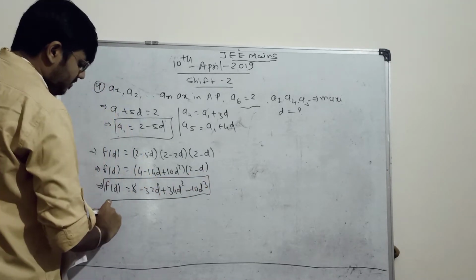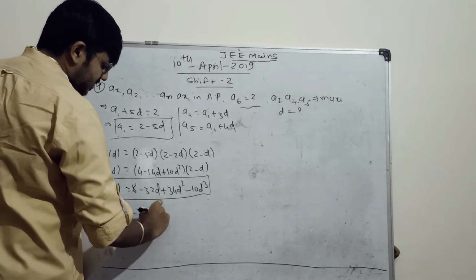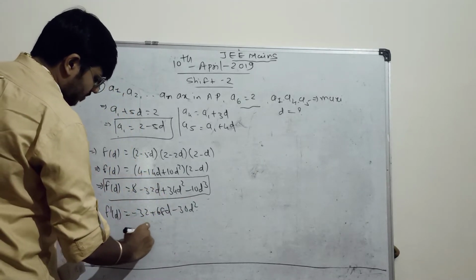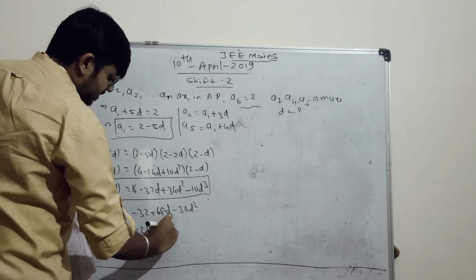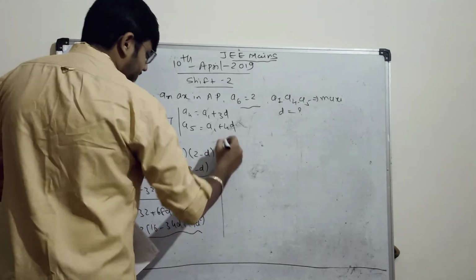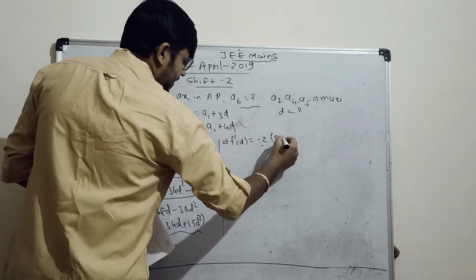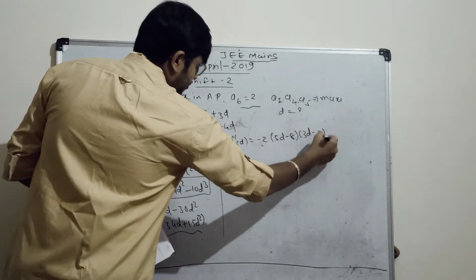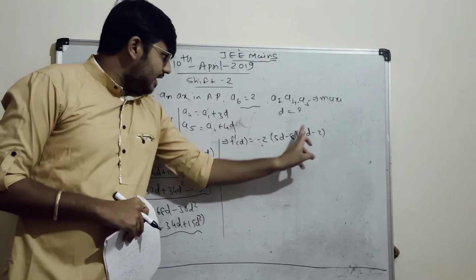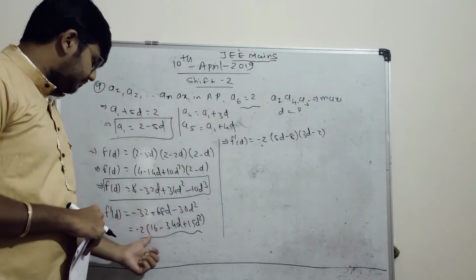Now for the maximum or minimum value we need to take the first derivative. The first derivative will be minus 32 plus 68D minus 30D square. If I take minus 2 common, I get 16 minus 34D plus 15D square. If I want to make the factors of this, its factors are 5D minus 8 and 3D minus 2. If you just check, 5 into 3 is 15D square, minus 10D minus 24D is minus 34D, and minus minus plus 16. Right?